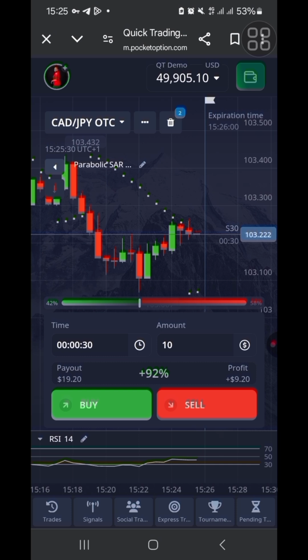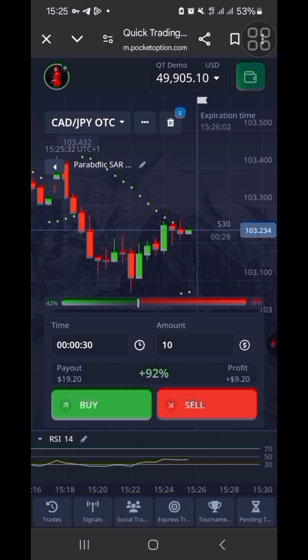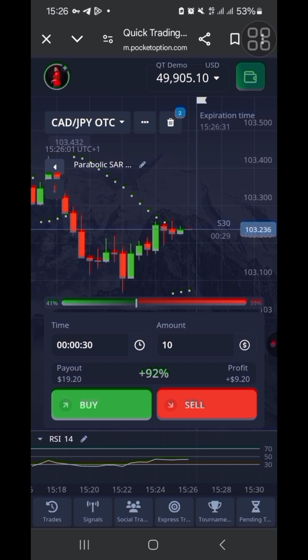Oh, this is not it. Parabolic star has flipped. This is the second dot, but the line on RSI is not above 50, so we are not taking this trade. Make sure you abide by the rules. You're going to make money from this platform, but please make sure you follow the strategy. If you stick to the criteria, if you stick to the rule, you're going to make good money from this platform. Now let's look for another currency pair.